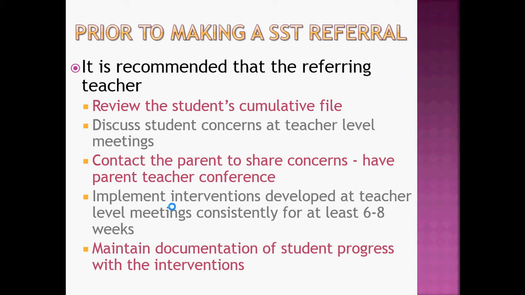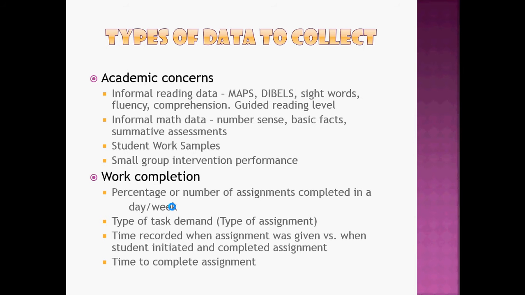Before making a referral, you should attempt interventions for 6 to 8 weeks. It takes several weeks for interventions to start taking effect, and this allows lots of time for data collection. This includes behavior charts and small group intervention data too. Listed are various types of data you can collect depending on whether your concerns are academic or work completion.